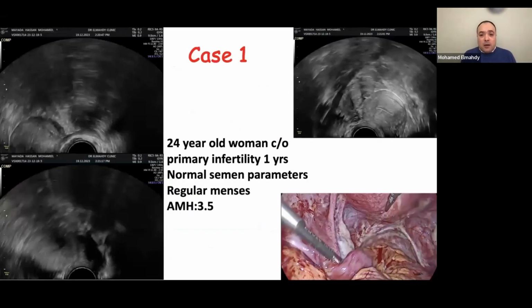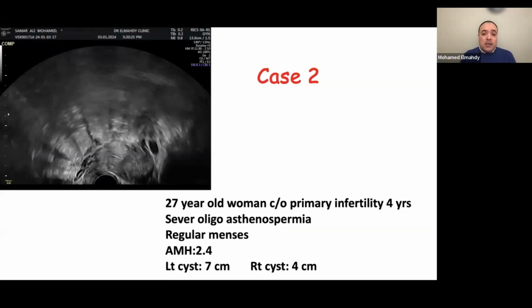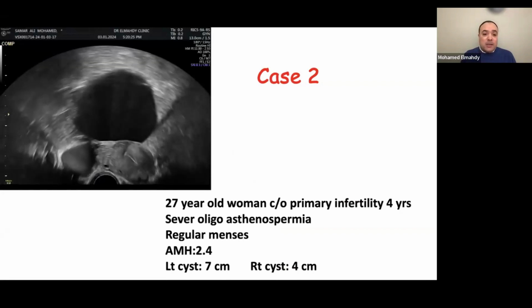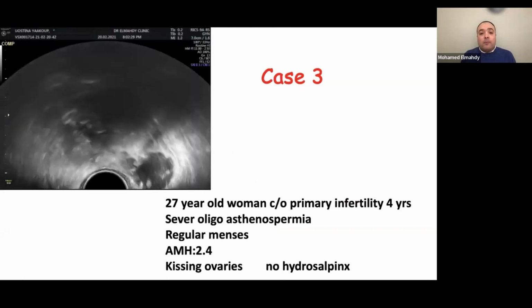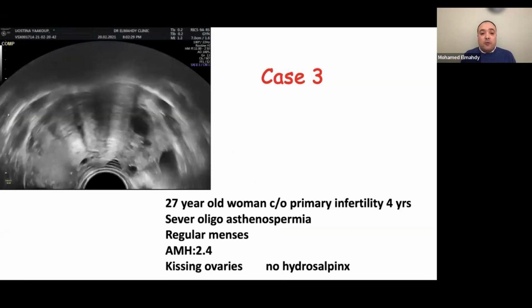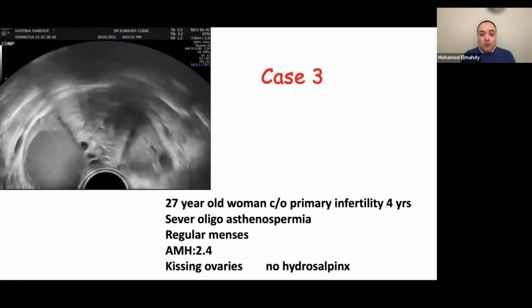This is the first case I showed to you, which is a good prognosis patient: 24 years old, 1-year infertility, normal semen parameters, regular menses, and good ovarian reserve, with a small endometrioma. I want to know your decision. Also, this case is scheduled for ICSI with a good ovarian reserve, and she had 2 endometriomas. One is 7 centimeters and the other is 4 centimeters. And also, this case is scheduled for ICSI with small endometriomas and no hydrosalpinx.